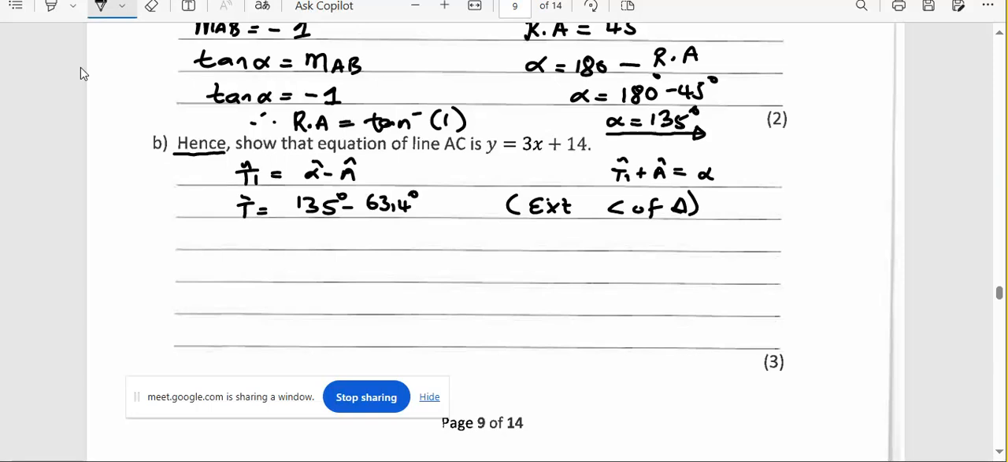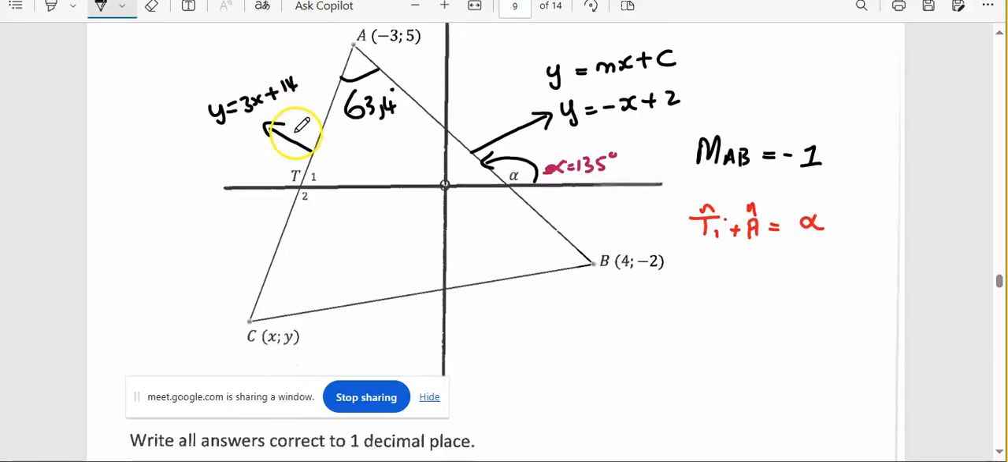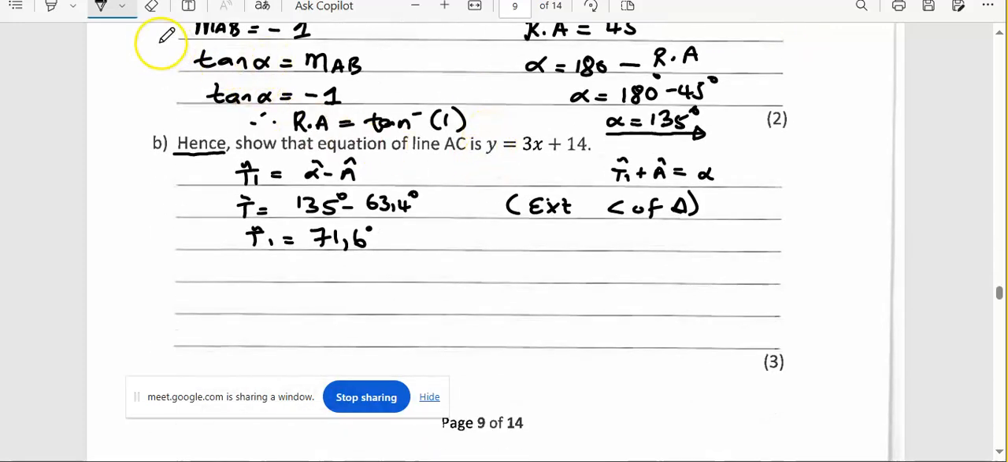Okay. So now, I know that angle T1 is 135 minus 63.4. What is the answer? Okay, let's write this here: this is 71.6 degrees. So now remember that T1 is an angle of inclination, which is equal to 71.6 degrees. I'm going to use that angle to find the gradient now. That's the aim. We are going to calculate the gradient, and we know that the gradient of AC will be equal to the tan of that angle. Do you understand why I'm saying it's tan of 71.6 degrees?